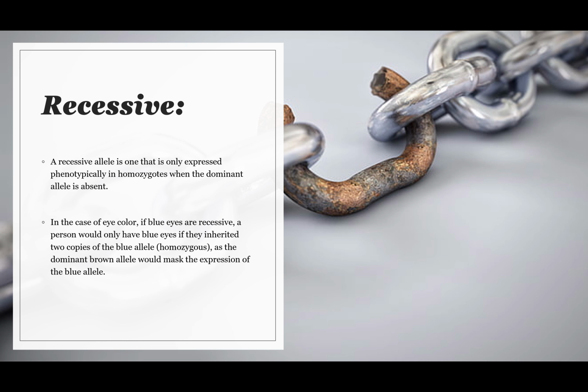Now, a recessive allele is one that is only expressed phenotypically in homozygotes when the dominant allele is absent. So we're talking about homozygous recessive. In recessive homozygotes, the recessive allele is displayed. In the case that blue eyes are recessive and brown eyes are dominant, if we have two copies of the blue allele, the dominant allele would not be able to mask it, and the blue allele would be presented, because we have two blue alleles and an absence of the brown allele.